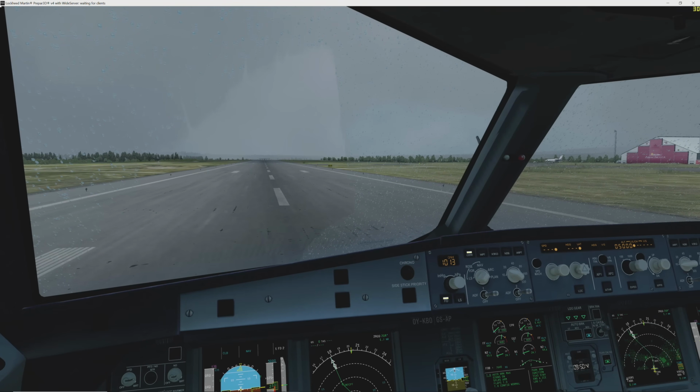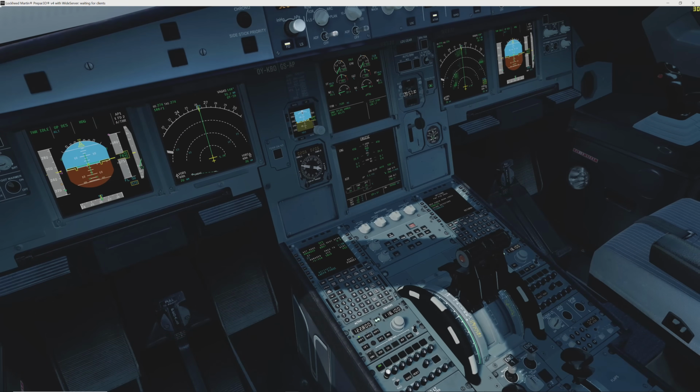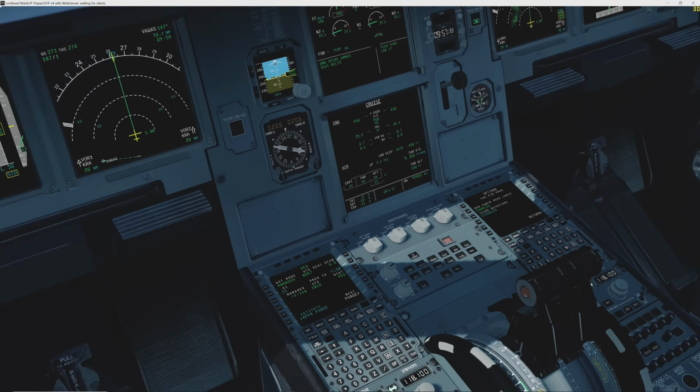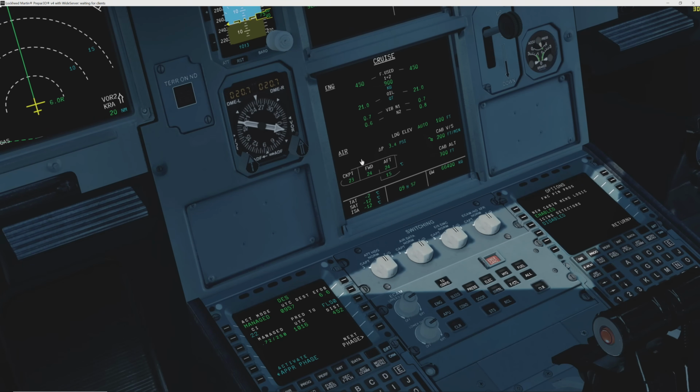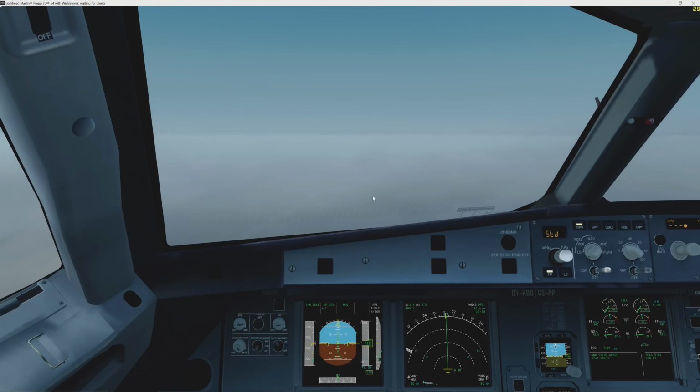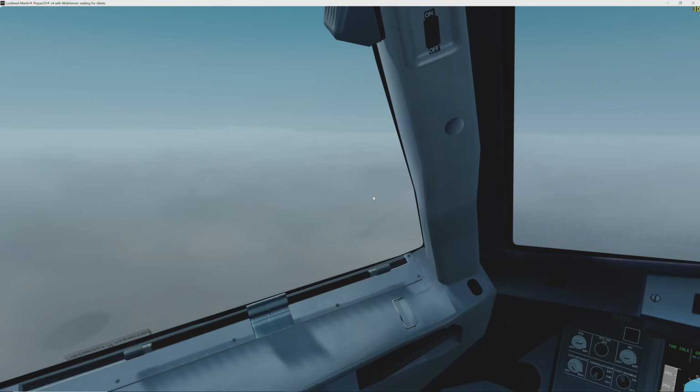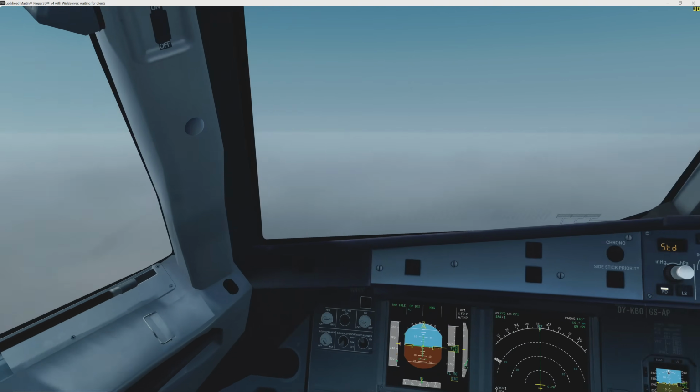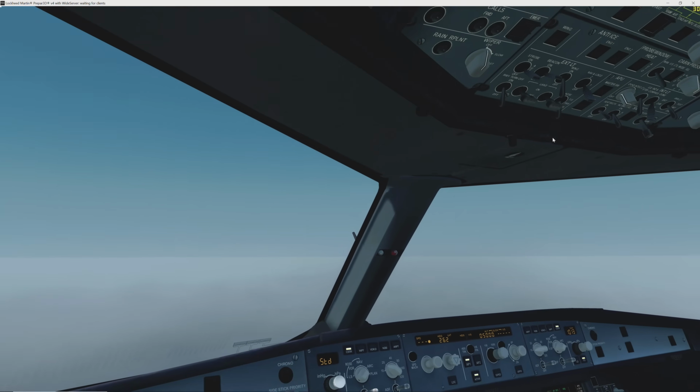Alright, so let's get in the air and have a look at how we handle engine anti-ice during flight. Here we are in a descent, descending towards a cloud layer. Temperature is minus 2 degrees Celsius total air temperature, and hence, yes, we will switch on the engine anti-ice at this very moment.